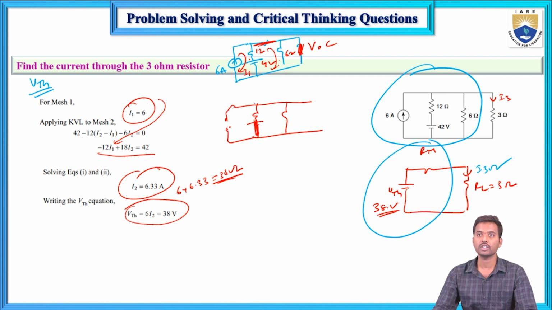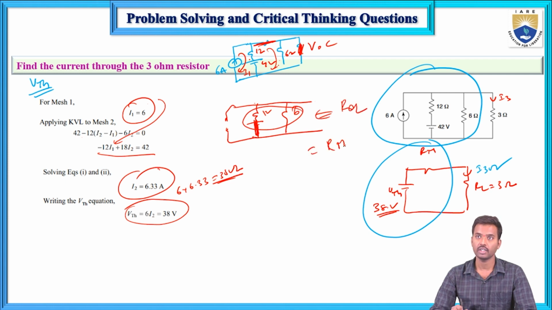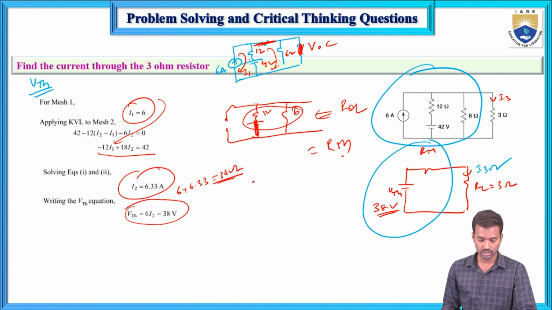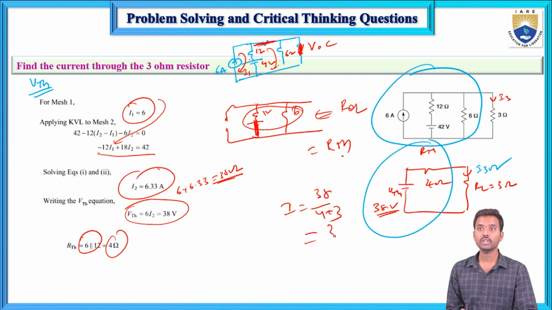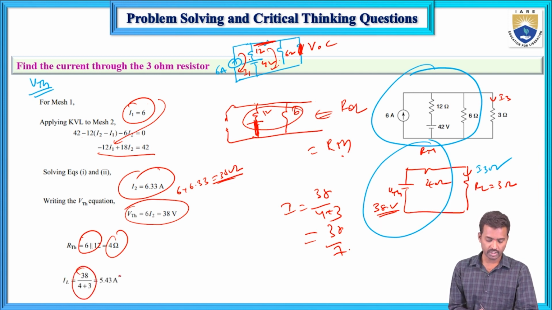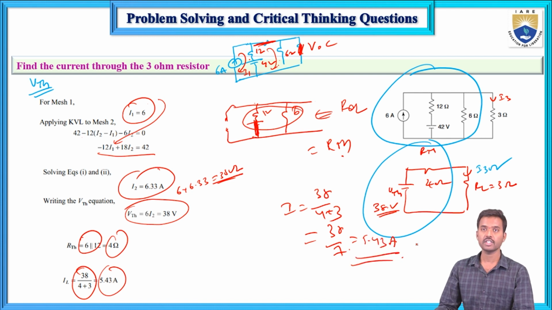Voltage source is replaced by short circuit and current source is replaced by open circuit, and the remaining elements are only 12 and 6 ohms, so these two are connected in parallel. Calculate this open circuit resistance, which equals RTH. 12 into 6 divided by 12 plus 6 gives 4 ohms. So what about the current? This current equals 38 divided by 4 plus 3, which equals 38 by 7, that means 5.43 amperes.